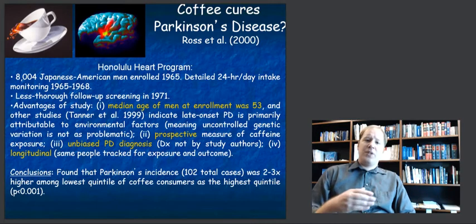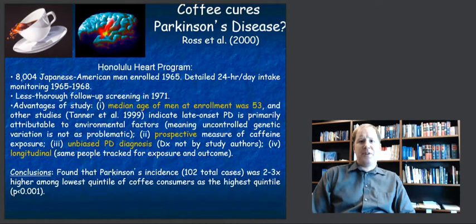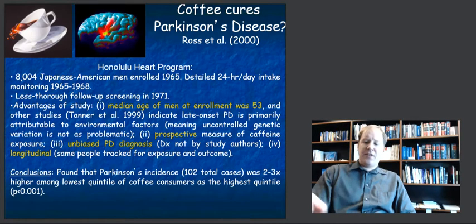And fourth, this was a longitudinal study, which is a very nice, powerful part of the design if you are in fact going to use an observational study. The same people were tracked both for exposure and outcomes. That's not always the case in an observational study, that the same person whose caffeine intake, for example, is measured is the same person whose Parkinson's disease is diagnosed.